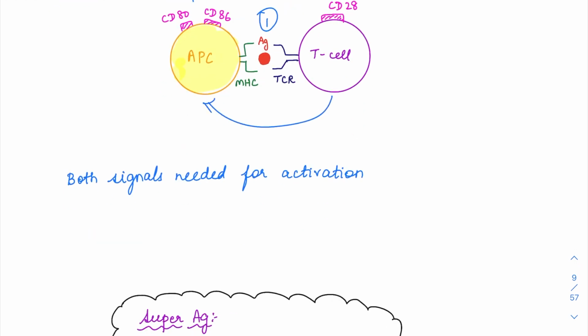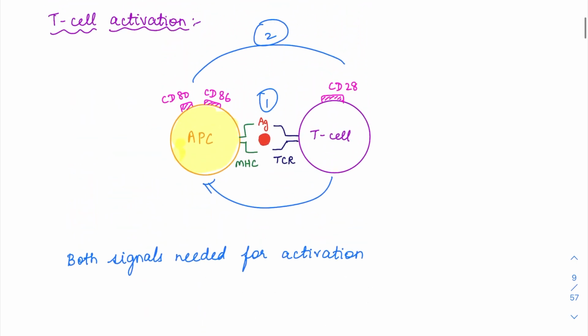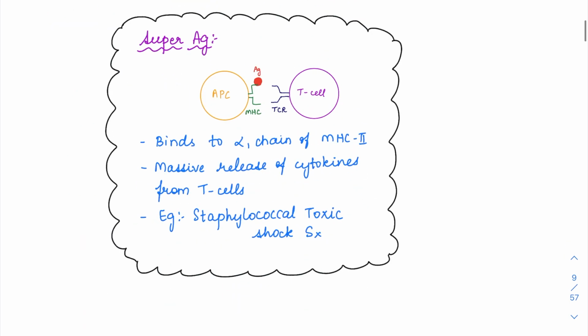Now T cells are going to produce interleukins to activate the B cells. With only one signal, it is not going to activate the T cells. So both the signals are needed for T cell activation or B cell activation. Now an extra edge I'll be discussing here.